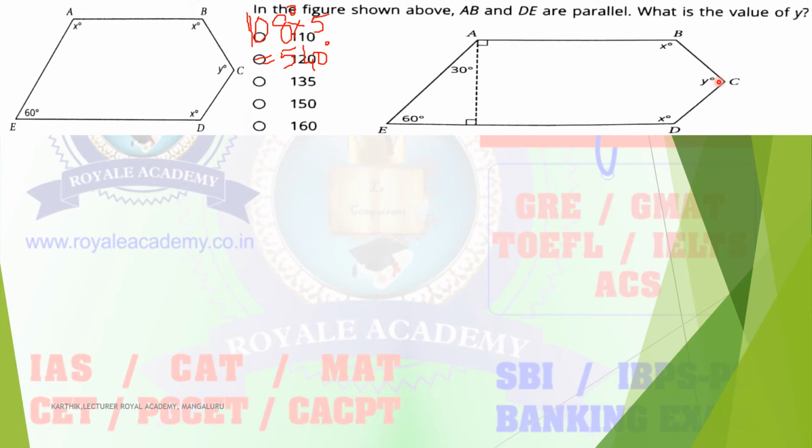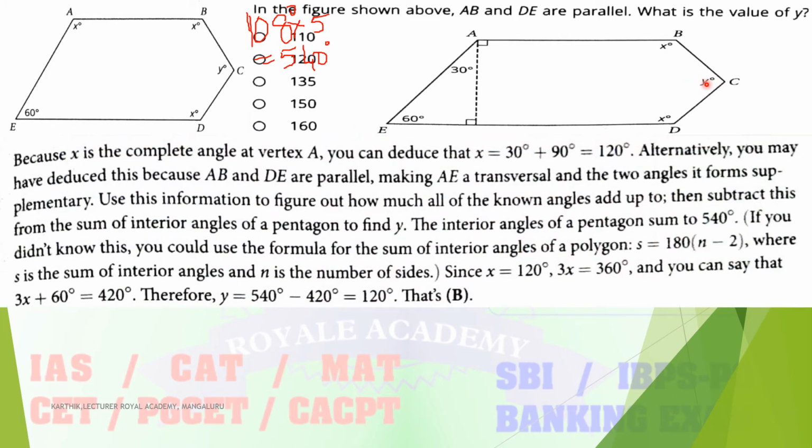So total angle of pentagon is how much? 540 degrees. Add all these angles and subtract from it; the unknown angle is only one, so you will get the angle. Okay, I hope all of you understood. While bisecting, you will get the angle as 30, this one. Why? Because this is 90, this is 60, and the remaining angle is 30, and this is also a right angle, so that 90 degrees. 90 plus 30 is how much? 120 degrees. So x angle is 120 degrees.